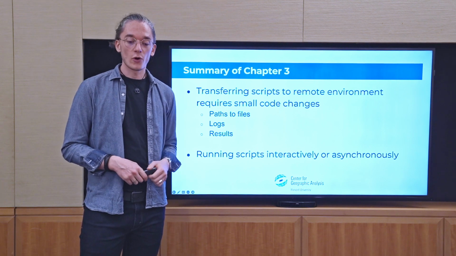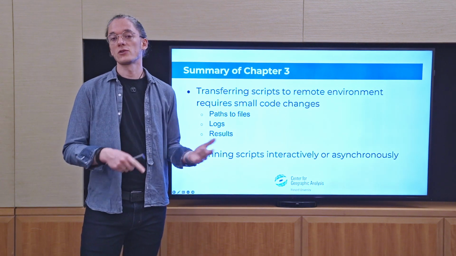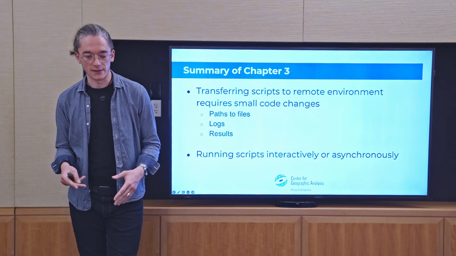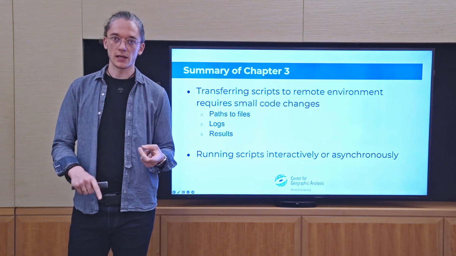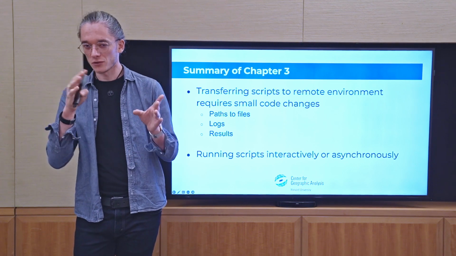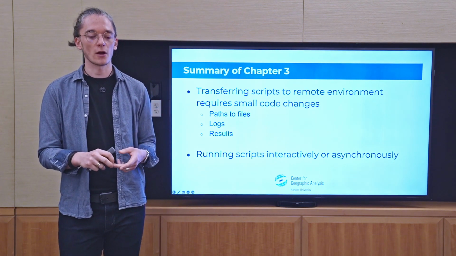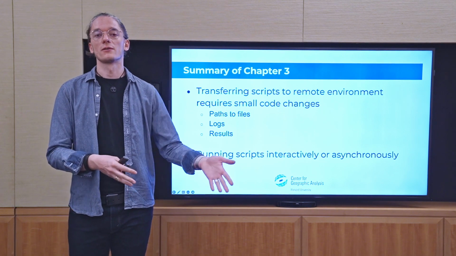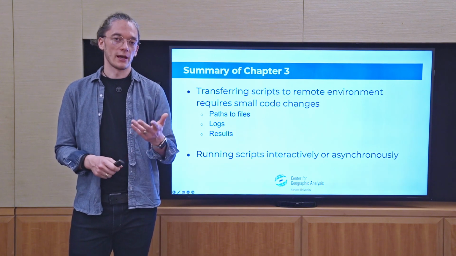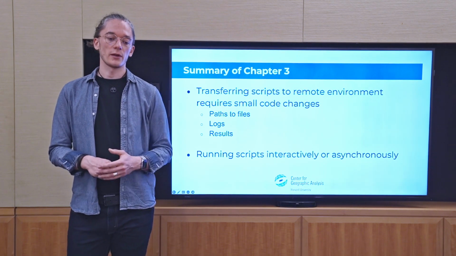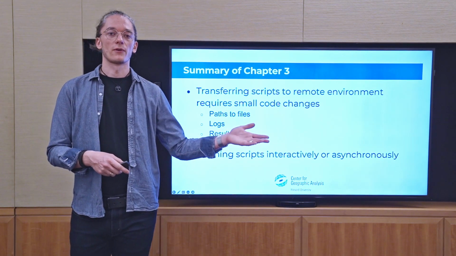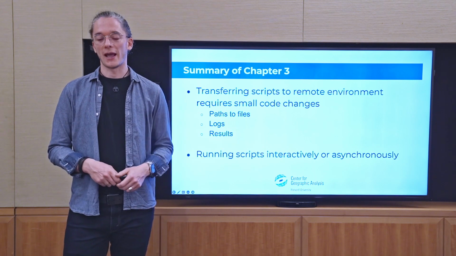Here in chapter 3, we learned how to transfer scripts from a local environment to a remote environment on the cluster, and the changes that our code needs. That is paths to files, obviously, and logs, because we probably don't have standard out. We might have standard out in the interactive session, but not for the asynchronous sbatch job. And we have to write our results to a specific path, ideally in our home folder. And then we also discussed running scripts interactively or asynchronously, using an interactive Slurm session or an sbatch script.